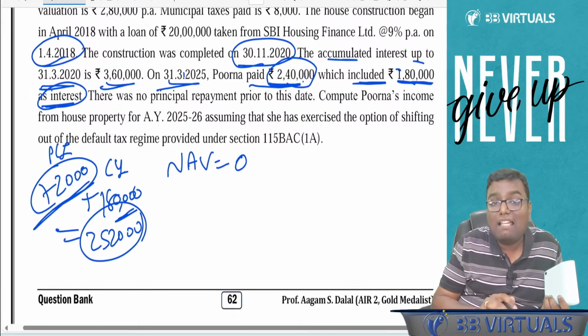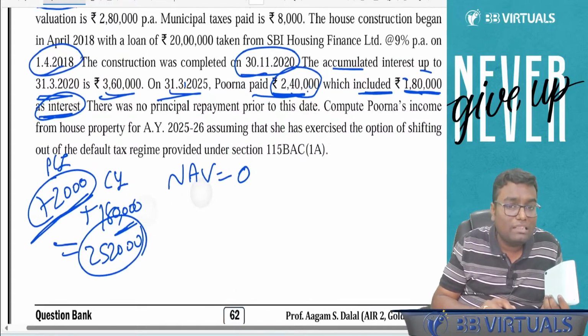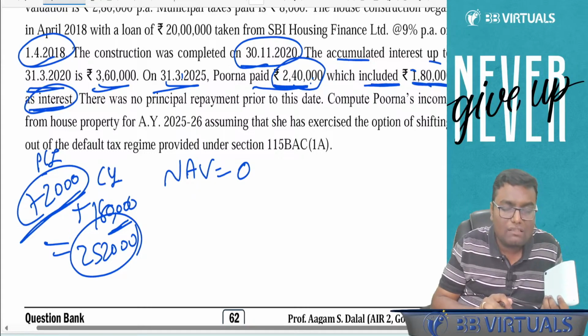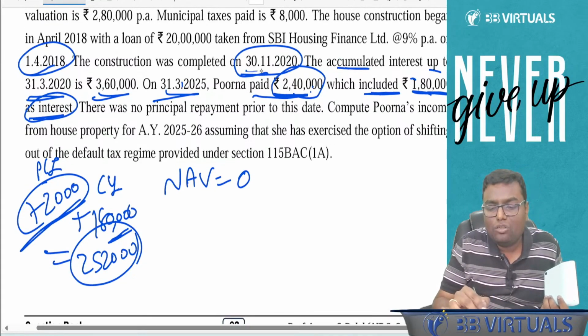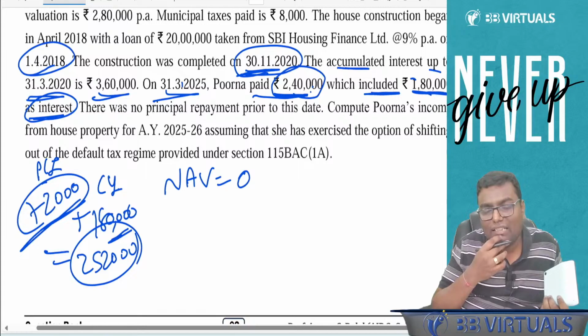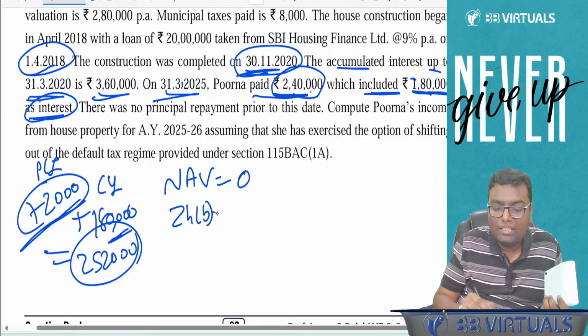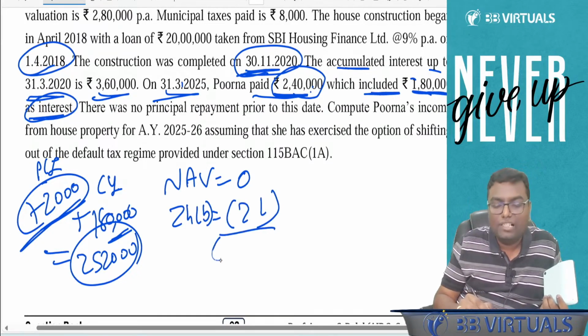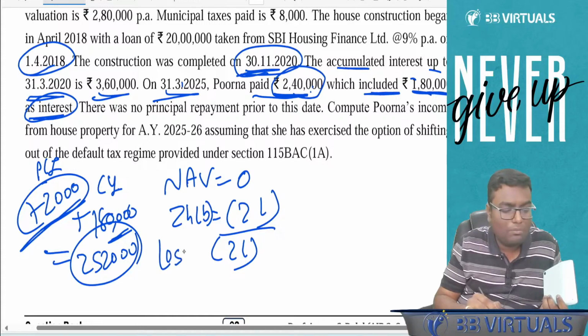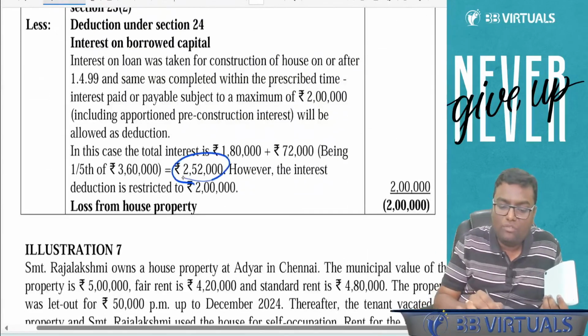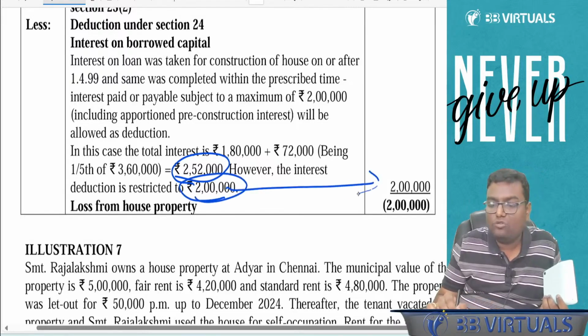But can I say this is an SOP? Loan is taken to purchase or construct the property. Construction is completed within 5 years. And obviously it is completed on or after 1st April 1999. So deduction will be restricted to rupees 2 lakh. And hence the 24 clause B deduction will be rupees 2 lakh. Ultimately, there will be a loss of house property of rupees 2 lakh. See, NAV is 0, but total 2,52,000 will be restricted to rupees 2 lakh. Loss from house property is rupees 2 lakh.